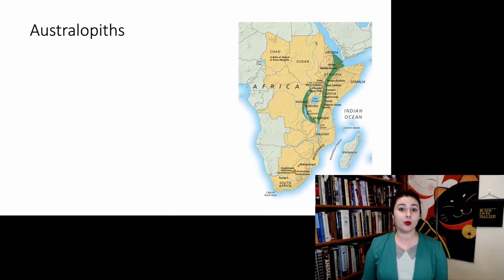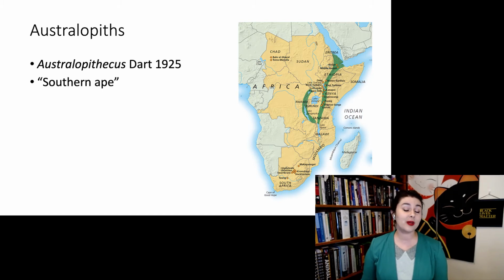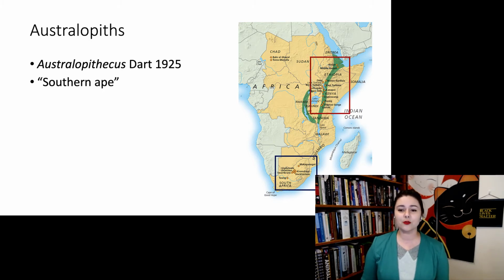Australopiths, of course, were named in 1925 by Raymond Dart. Australopithecus means southern ape because he found the first one in South Africa. We do also, of course, see many different Australopithecus in East Africa. So Kenya, Tanzania, Ethiopia, all up there. And we also have a few guys here in Chad. It's a little weird, but evolution is a little bit confusing.